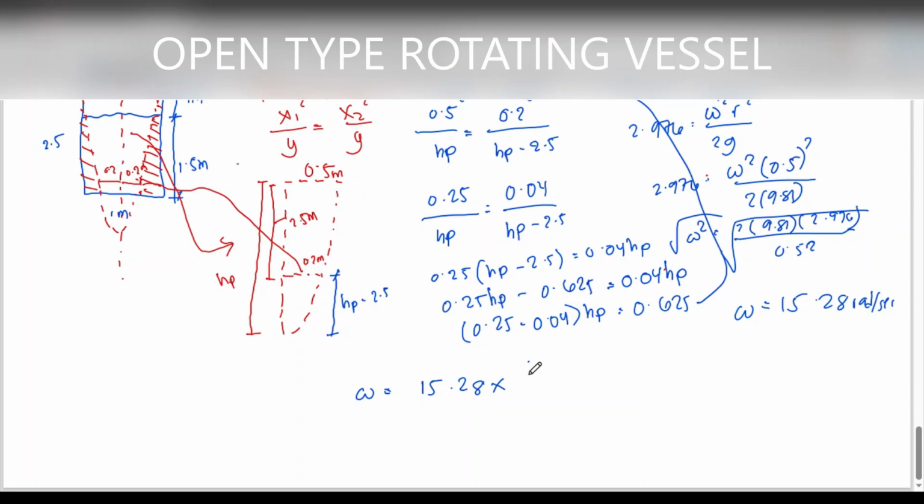So converting it to revolution per minute, 15.28 times 30 over pi will be equal to 145.94 revolution per minute.